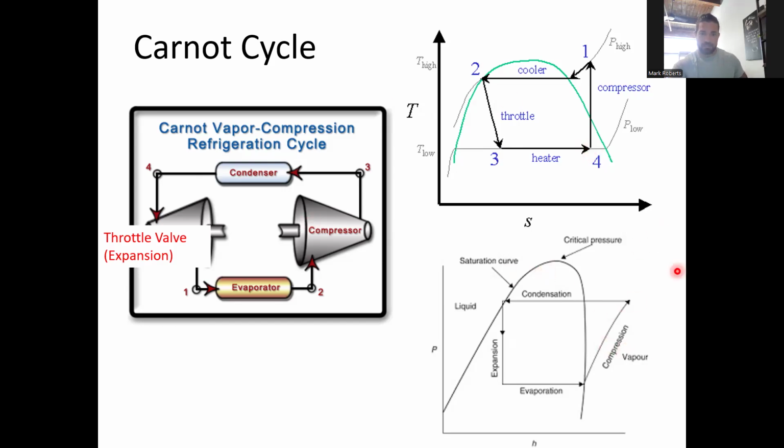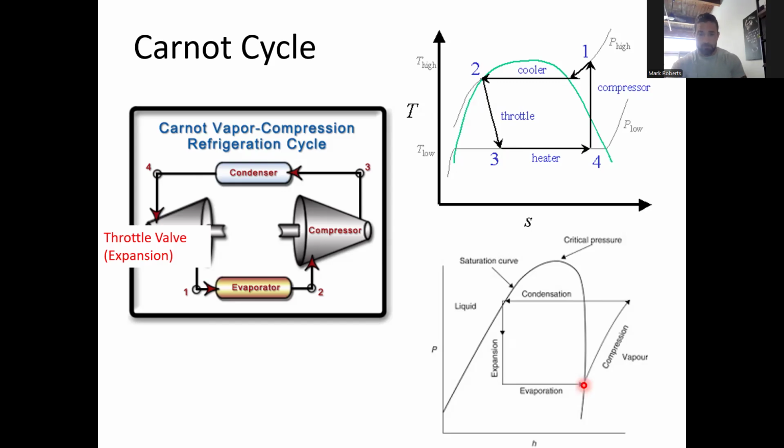And again, we can look at this also on the pH diagram. So again, this is a pH diagram. Here is the phase envelope. On the left side, we have our liquid. On the right side, we have our vapor. And again, we can go through the same process. If we start from what's entering the compressor on the pH diagram, we can follow. The nice thing is that the TS diagrams and the pH diagrams work well together.